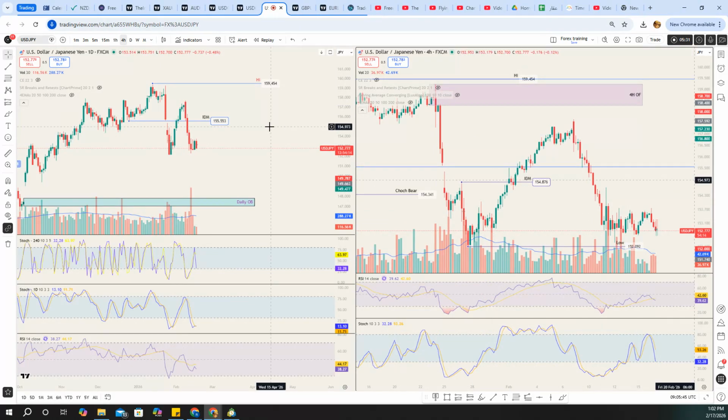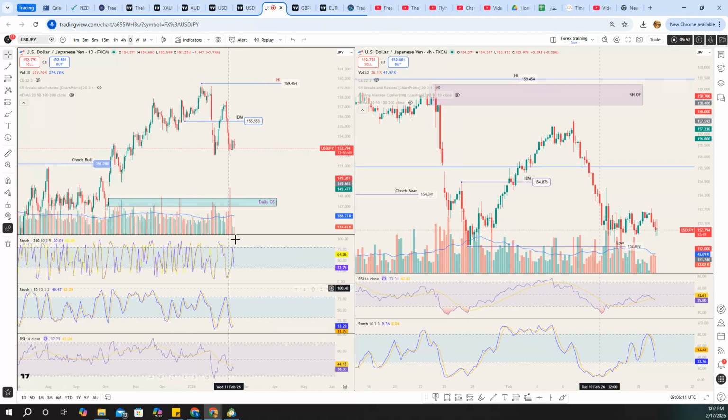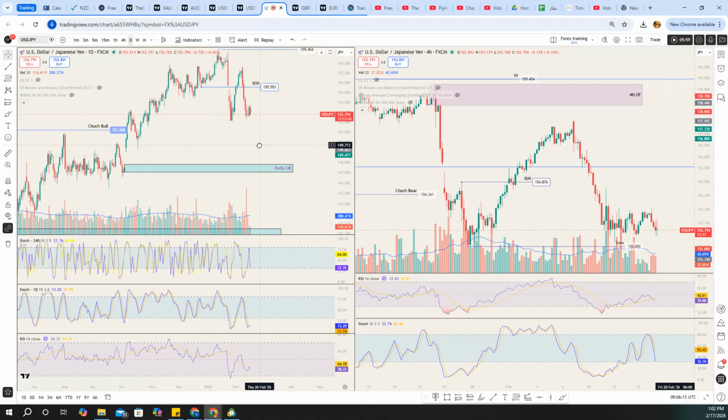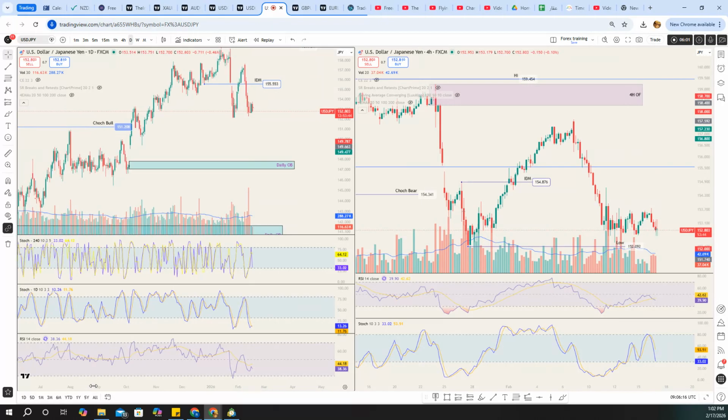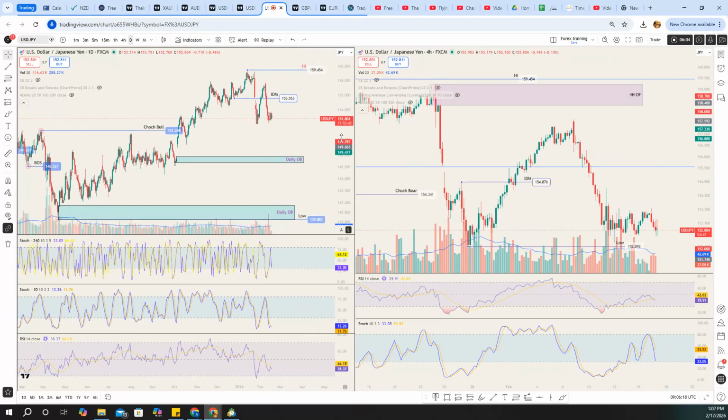This is the 4-hour. This is the daily. The daily we have updated. This is the inducement. It went below the inducement and even deeper, to take the liquidity below this level and then go lower than that. I am expecting that it needs to go to this daily OB, especially since the Fibonacci did not go really deep. So let's check the Fibonacci.